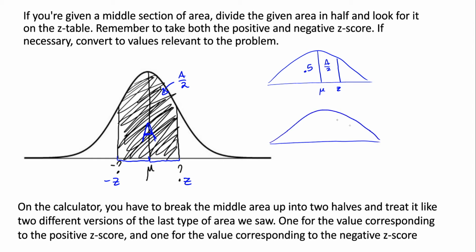And then for the other one, this guy is 0.5 minus a over 2. So those are the 2 ways you'd find the area to the left.